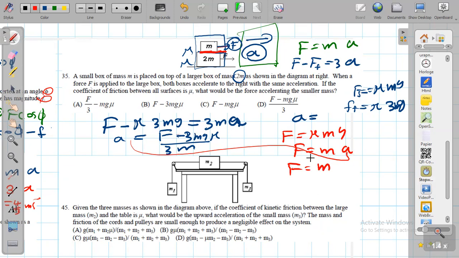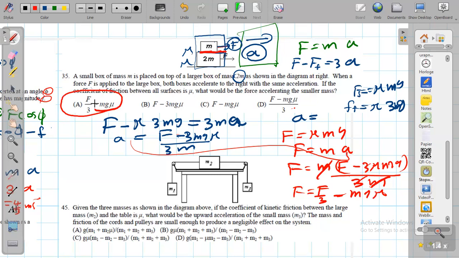F equals 3m times mu mg over 3m. So m and m cancel off. This answer remaining there. Because yeah, here when you cut down, F over 3 comes here, and this 3 and 3 cancel off. Mg mu. Answer is A.